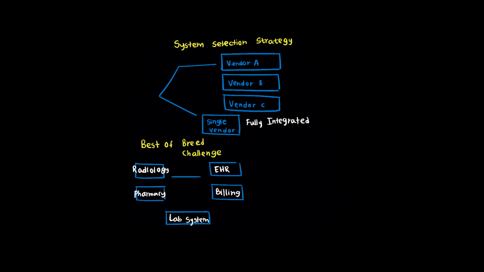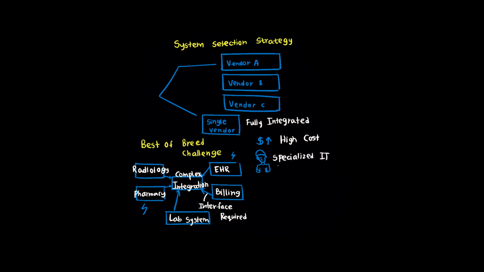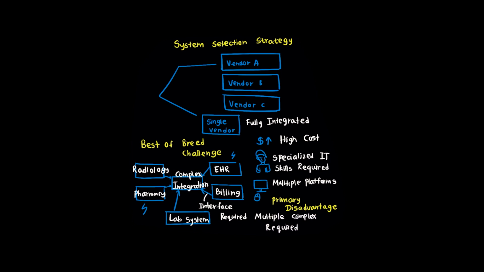Each of these systems from different vendors needs to talk to each other, which requires building multiple complex interfaces. One interface to connect lab to pharmacy, another to connect radiology to the EHR, another for pharmacy to billing. These interfaces are technically challenging, expensive to build and maintain, require highly skilled specialized IT staff, and can fail, causing data to not flow. You also end up with various hardware platforms and operating systems to support. In contrast, a fully integrated system from one vendor communicates internally without custom interfaces. The interface complexity is the primary disadvantage of best of breed.